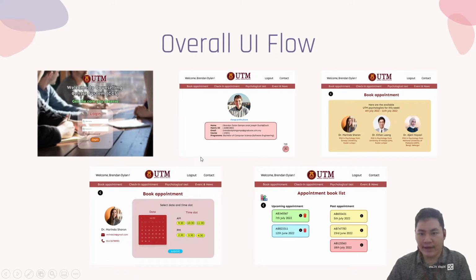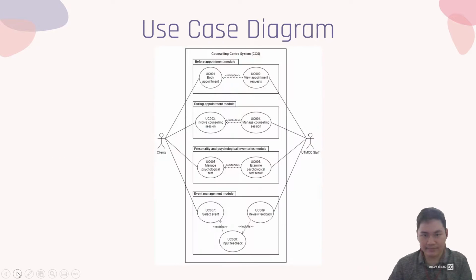So this is the overall UI flow of my selected GUI. I selected the use case UC001 Book Appointment from the use case diagram. This is where the client can log in, go to the book appointment page, and also view the appointment booking list.